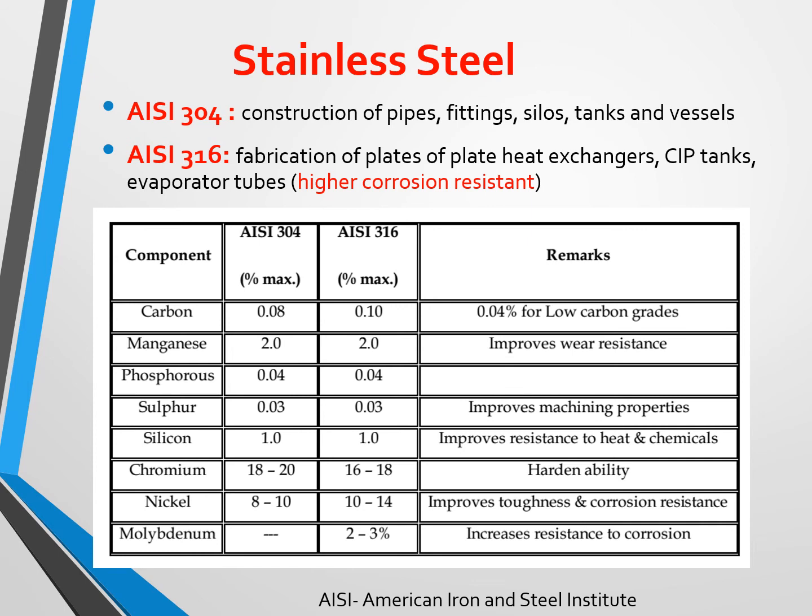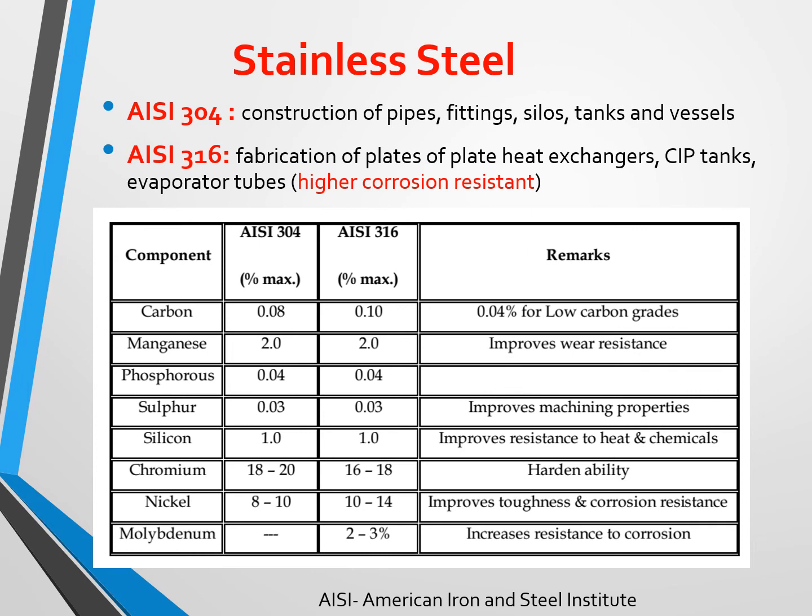So basically 304 is used for the construction of pipes which are transferring the milk, construction of fittings, silos, tanks, and other vessels. So AISI 304 is used for this purpose, and AISI 316 is used for the fabrication of plates of the plate heat exchanger. So in PHE or plate heat exchanger, the plates are made of AISI 316. Keep in mind, the plates are made of AISI 316.